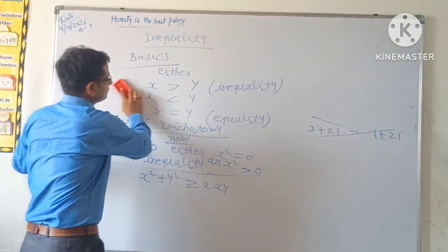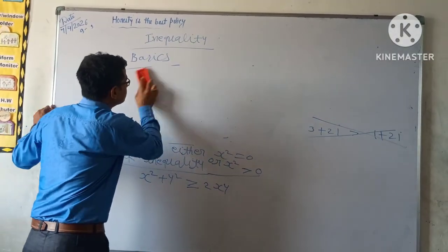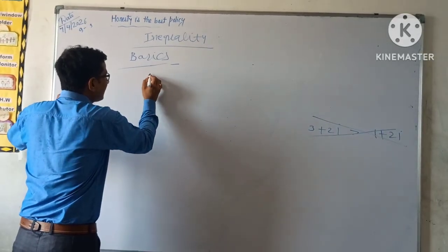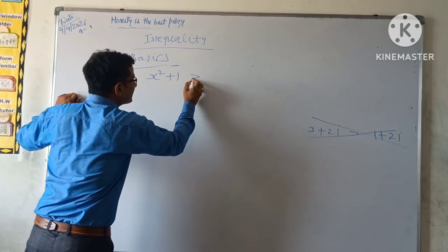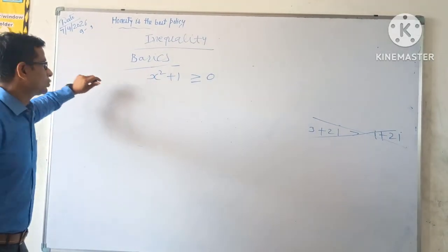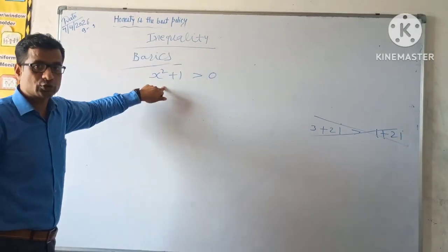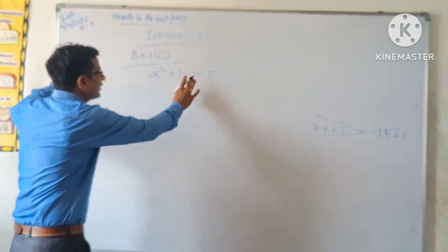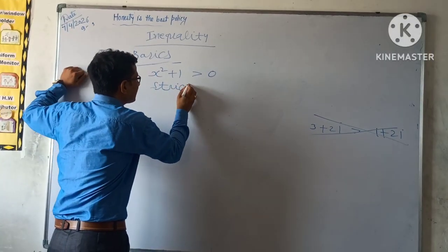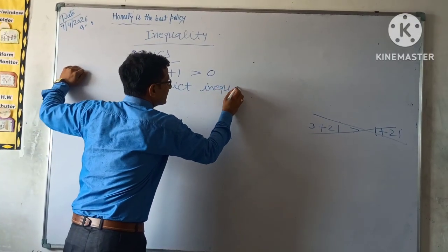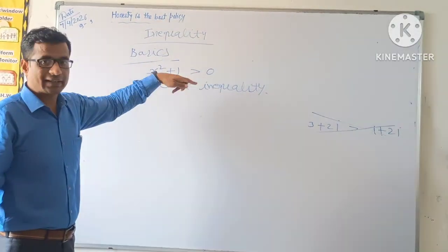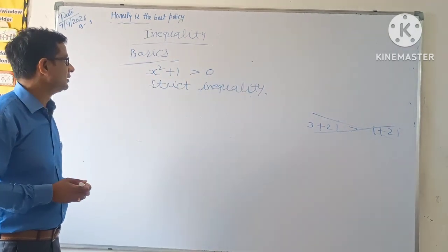For example, for any real number x, x square plus 1 is always greater than or equal to 0. Sorry, not greater than or equal to, it is always greater than 0. This type of inequality, where there is no equality sign, is called a strict inequality. x square plus 1 is always greater than 0 for any real number x.